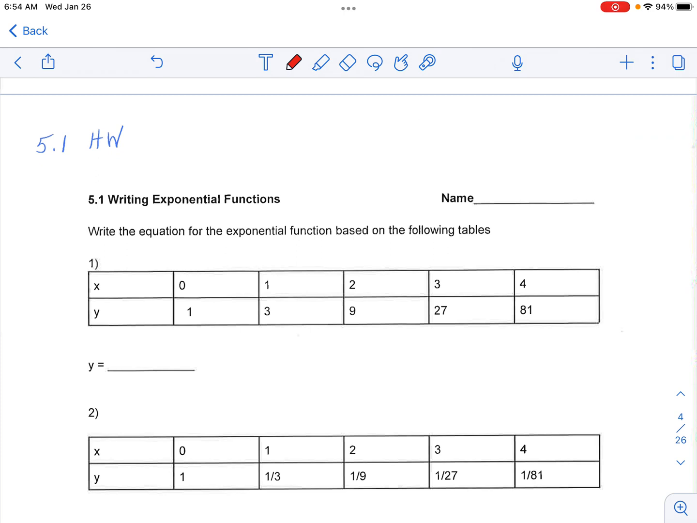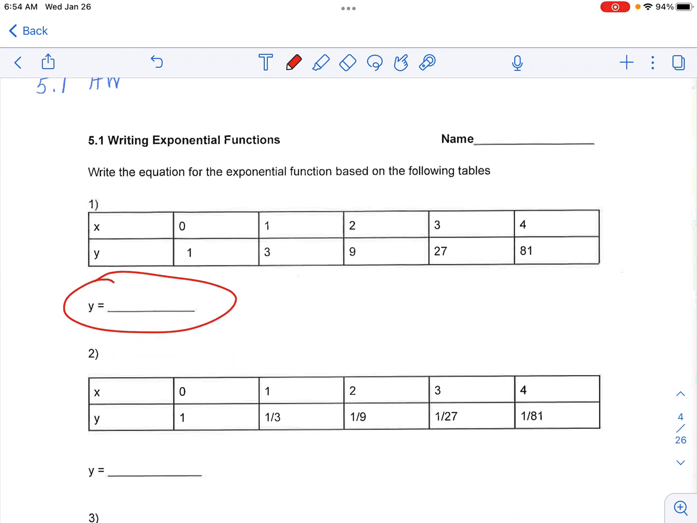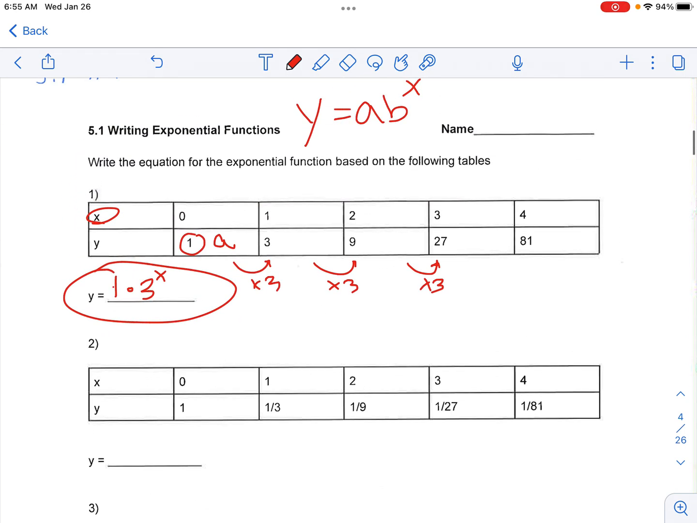And so the homework is really identifying, writing that equation. If we just did the first one here as an example, we would have our first value, here's our a, and then we would look at our pattern. It looks like our pattern is times 3. So we would write this as, remember, we're writing it as a b to the x power. The x is the weeks, right? So we have this a is 1 times the multiplier, which is 3 to the x power. So that would be the equation. So you're looking at setting up equations for those tables.